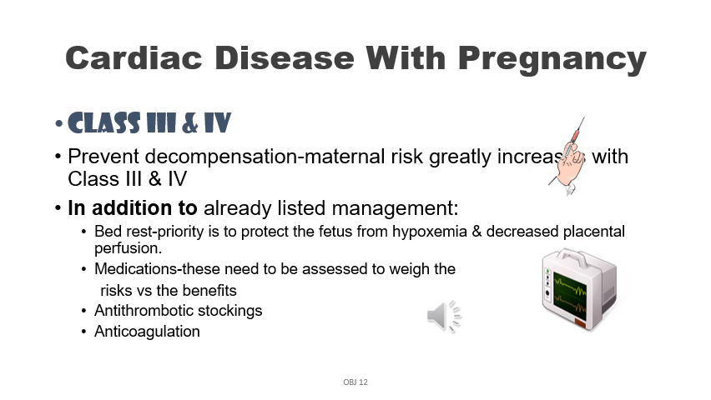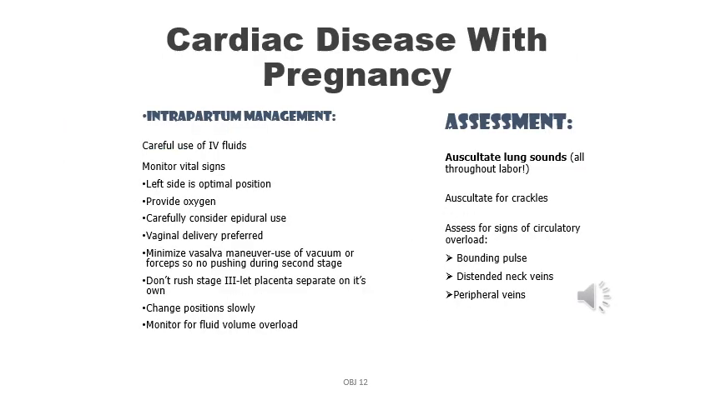So, class 3 and 4 cardiac disease, obviously you want to prevent decompensation. The maternal risk greatly increases with class 3 and 4. In addition to the already listed management, you're going to put them on bed rest. This is a priority to protect the fetus from hypoxemia and decreased uteroplacental perfusion. Medications need to be assessed to weigh the risk versus the benefit: antithrombotic stockings and anticoagulation. So, intrapartum management of a patient with cardiac disease: careful use of IV fluids, monitor vital signs. Left side is the optimal position.